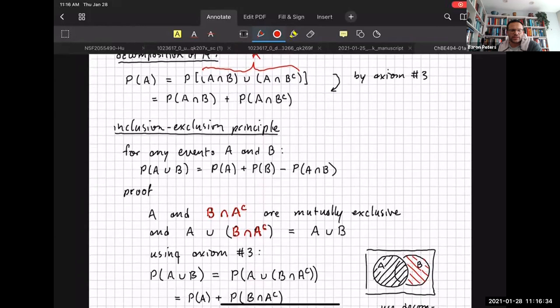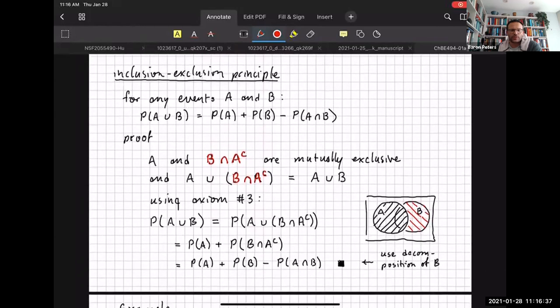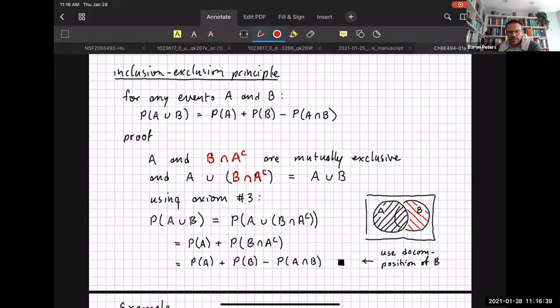Okay, so let's go on and talk about the inclusion-exclusion principle. For any two events, A and B, the probability of A union B is going to be the probability of event A plus the probability of event B minus the probability of their overlap, the probability of their intersection, to be precise. We can go through and prove this. We aren't going to do a lot of proofs in this class, so don't panic if you've not ever honed those skills of proving things.